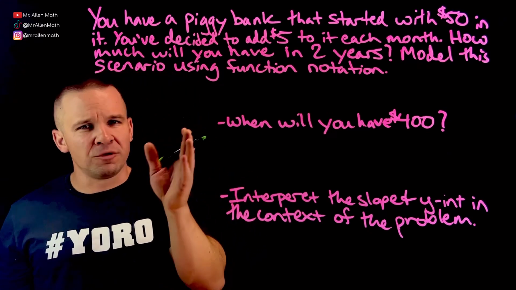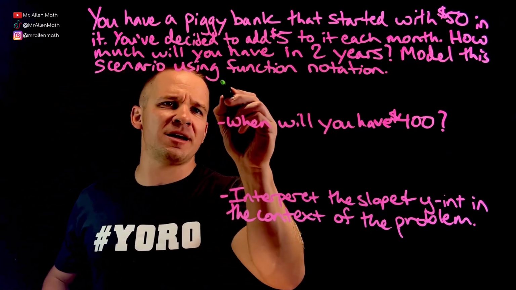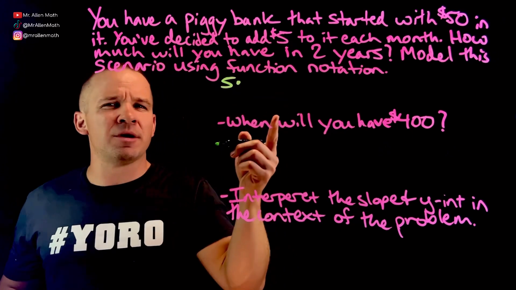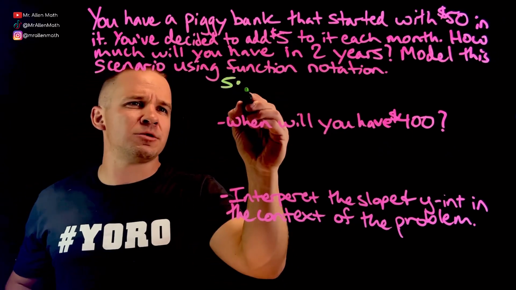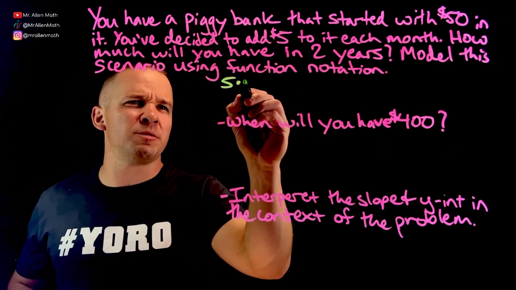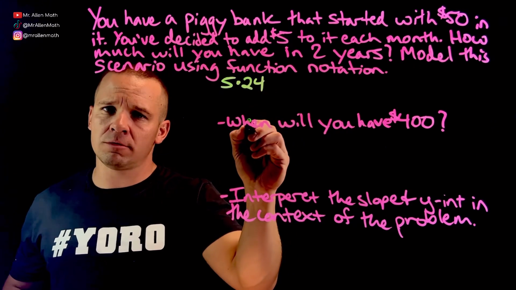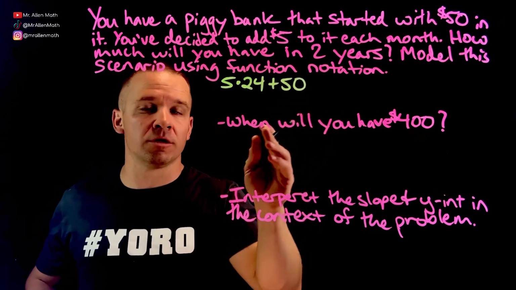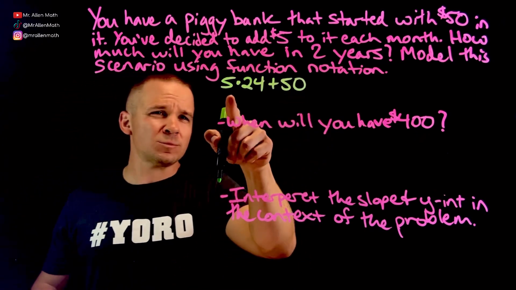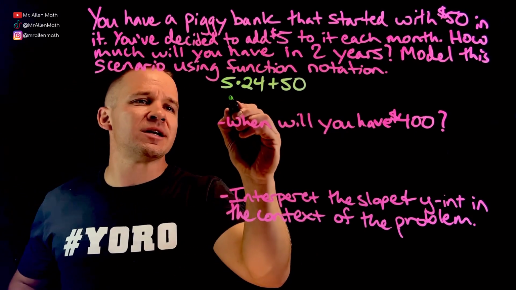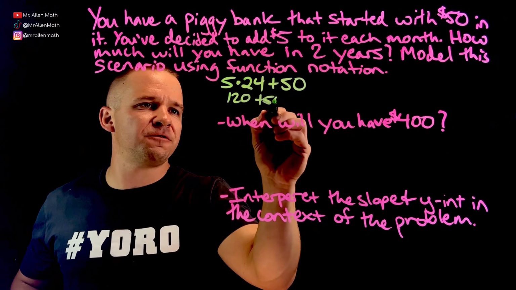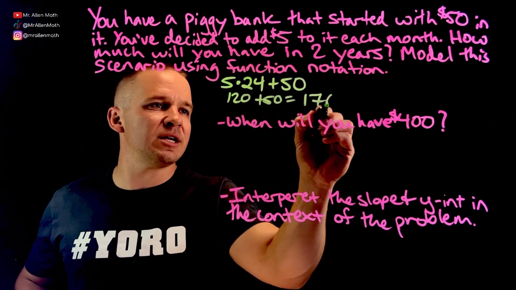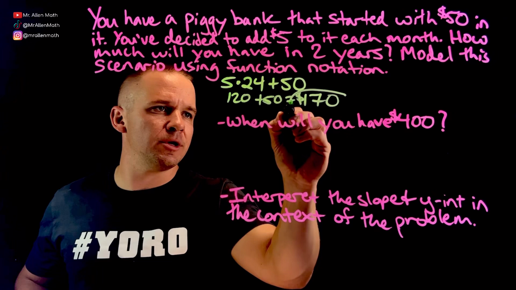Well, I'm doing $5 per month, right? So $5 per month. How many months are in a year? 12, right? So we got 12, but we're doing 2 years, so we multiply that by like 24, right? Okay. And then we'd have to also add in that original $50, right? So 5 times 24, that's 120 plus 50. That means $170 in 2 years.